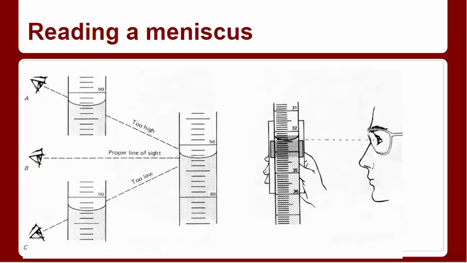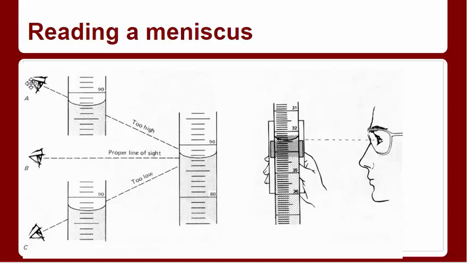How do you go about reading a graduated cylinder? Well, it's very important to bend over and get at eye level. And this picture shows what would happen if I'm below and I look this way. I might end up with a value that was wrong because it's really too low.